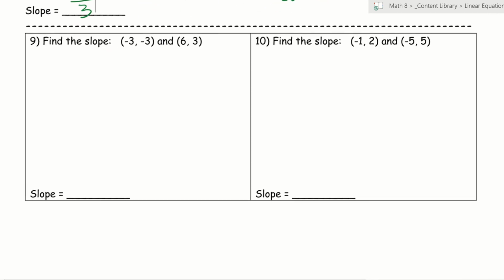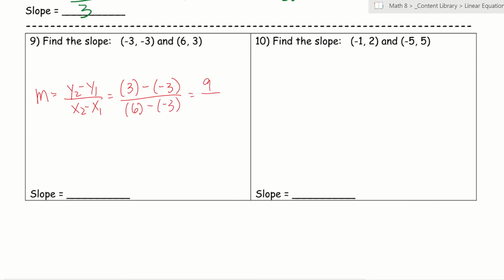Okay, here we are finding the slope. I think I can just do these for you. I'm pretty sure you will have no problem with me just doing them.